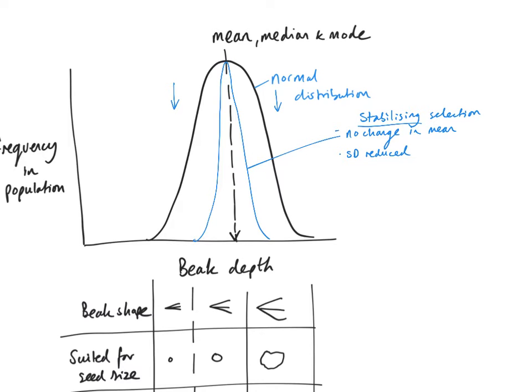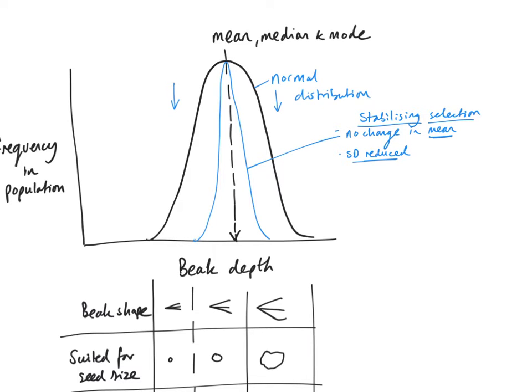So it's a form of natural selection, but it stabilizes the population at a mean value. There's no change in the mean, but the standard deviation is reduced. When I sample it 15 years later, all these birds now have very similar beaks. Make sense? That's stabilizing selection. The selection pressure was the availability of food.